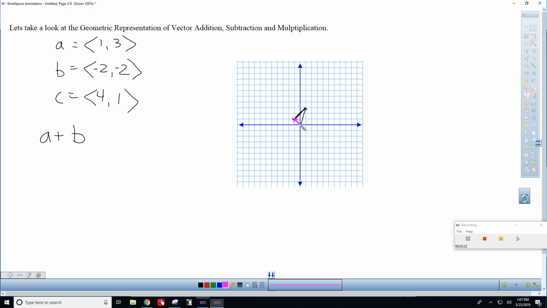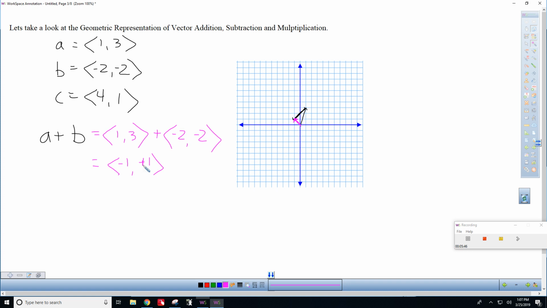So now let's do it. A plus B equals 1, 3 plus -2, -2. And that result, you just add the components, is -1, 1. Well, sweet. That's what the pink one is. So that's what it means to add.